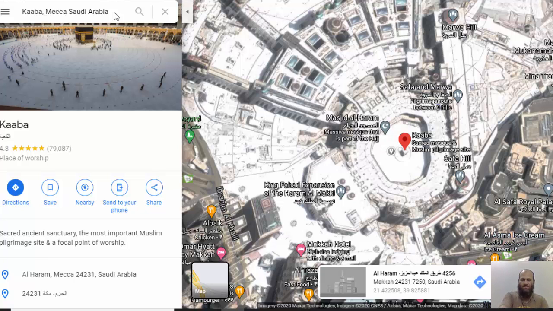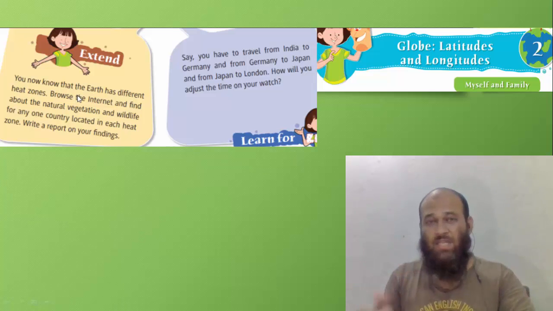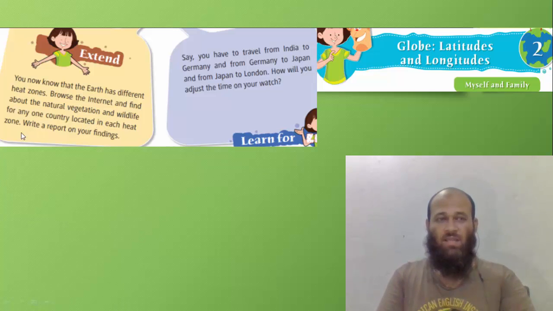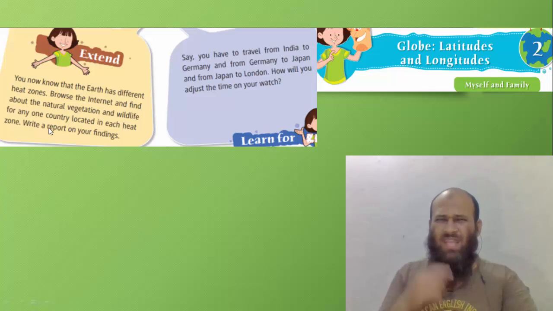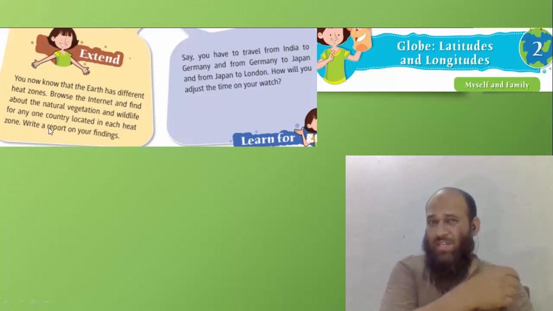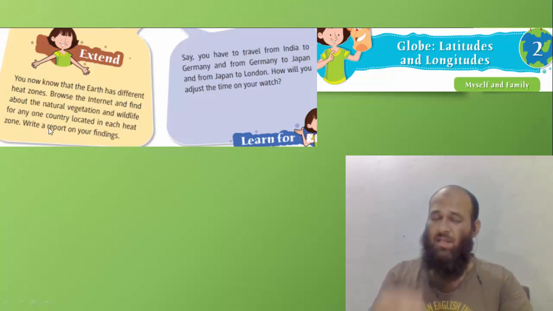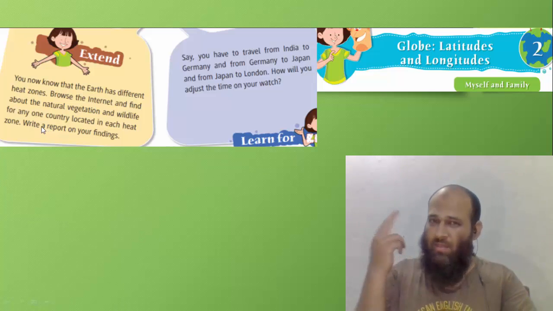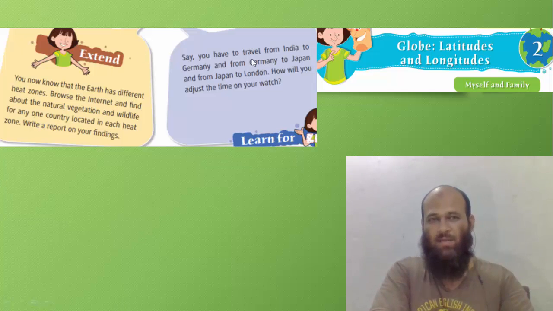Allah Hafiz. You know that the earth has different heat zones as they have different time zones. Browse the internet and find about the natural vegetation and wildlife for any one country located in each heat zone. Do you really need to go to the internet for this? I don't think so, because last year you have already studied different climates of different heat zones. Either think over it, go back to your previous books, or Google it.